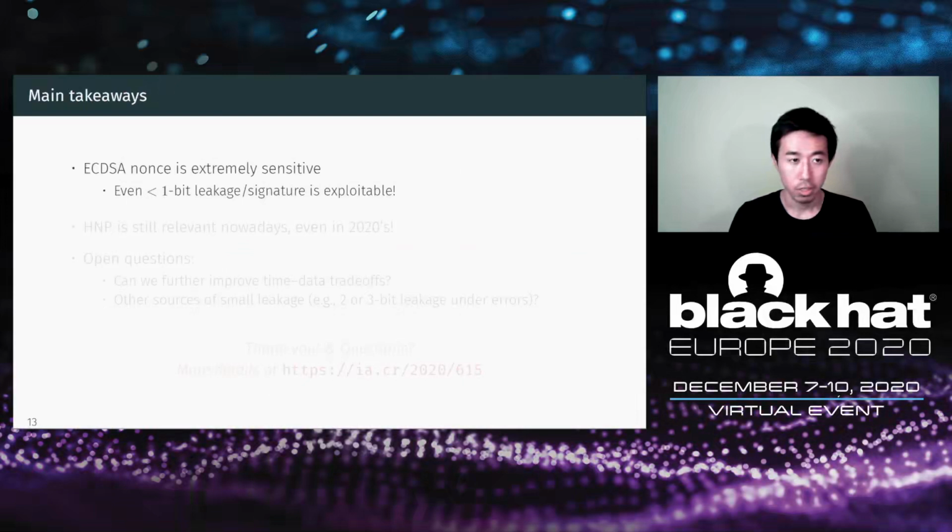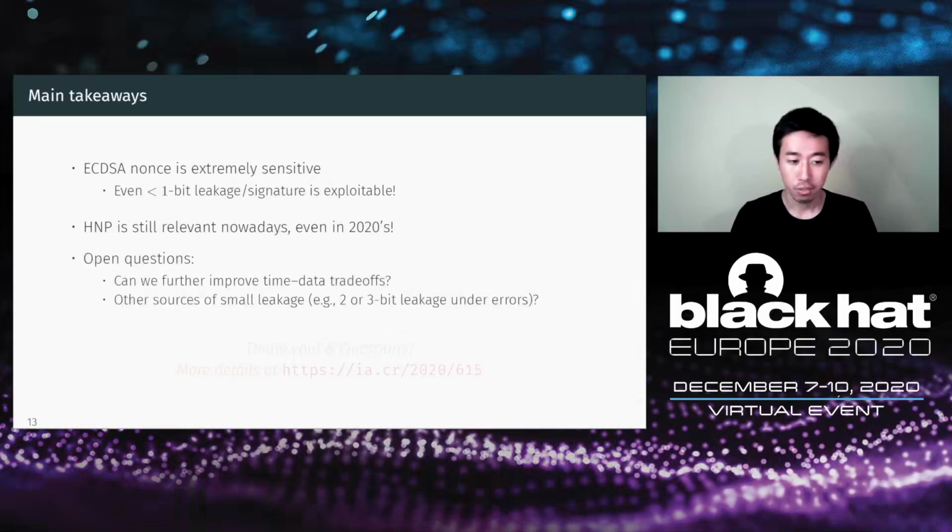So the main takeaways of the second part are as follows. As we show, ECDSA nonce is extremely sensitive. And especially even less than 1 bit of nonce leakage per signature is exploitable. And even though the hidden number problem is old, this is still relevant nowadays because there have been a bunch of other vulnerabilities discovered by other people. So we can expect that in the near future, there might be some other vulnerability that stems from the nonce leakage of ECDSA.